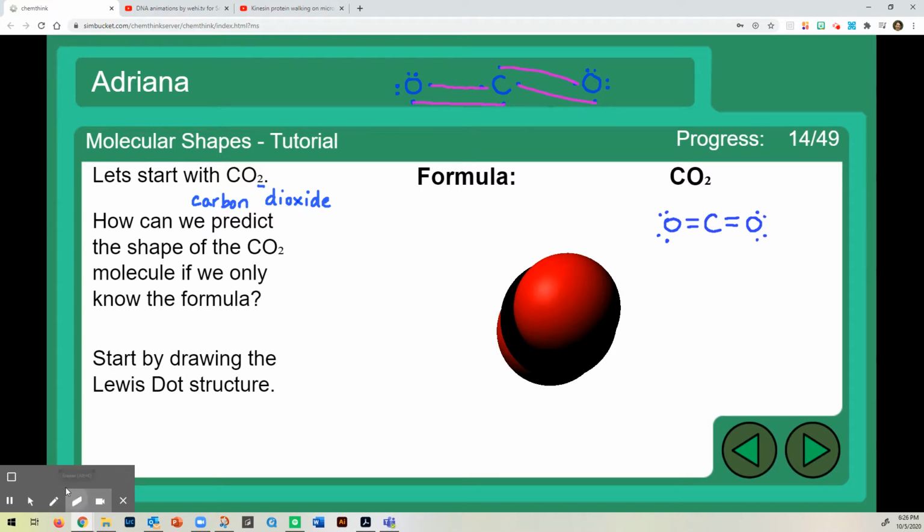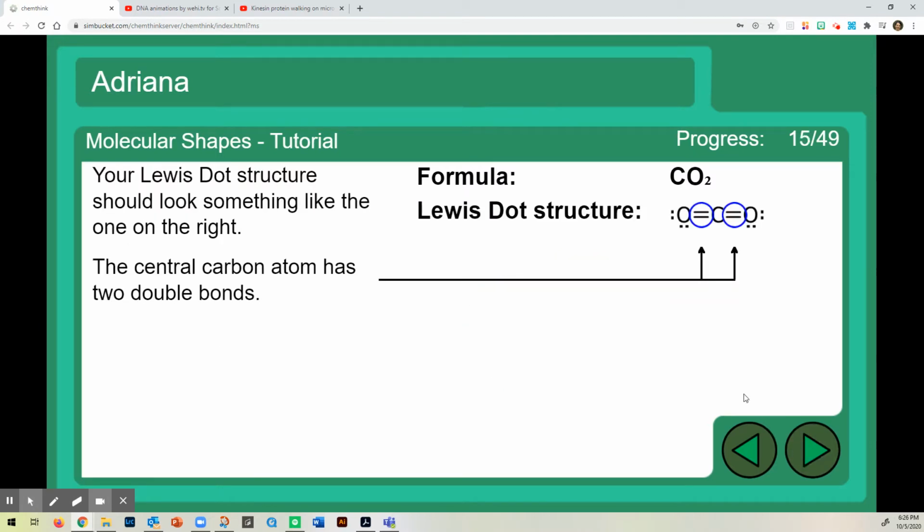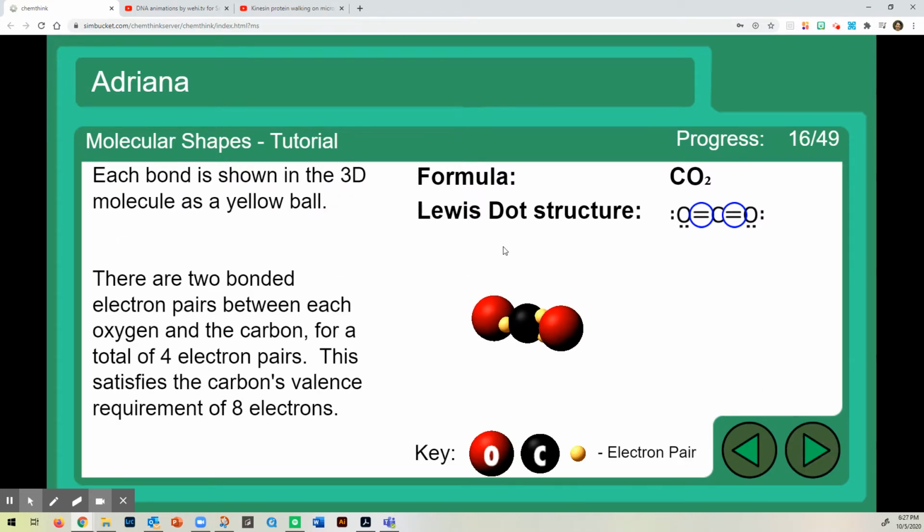Let's erase this and see if we've done well. So yeah, this is exactly what we drew. We said that the Lewis dot structure would look like this. The central carbon atom has 2 double bonds. And what happens is each of those bonds is shown in this 3D molecule as a yellow ball. Let's just turn this here. So you see each of these little yellow balls represents a bond.